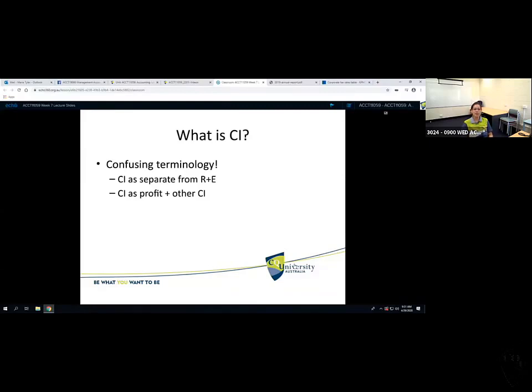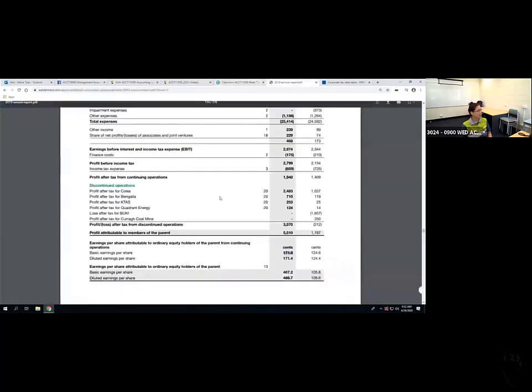So there's comprehensive income as separate from revenues and expenses. That's what we call other CI. And then there's comprehensive income as profit plus this other CI. That's what we call total CI. So there's two different terms. We have other comprehensive income, and then we have total comprehensive income. So other comprehensive income is anything that's not revenues and expenses, but does cause a change in your net assets. So we call that other. So all of those, cash flow hedges, the gains on foreign exchange, currency transactions, all of these lovely babies.